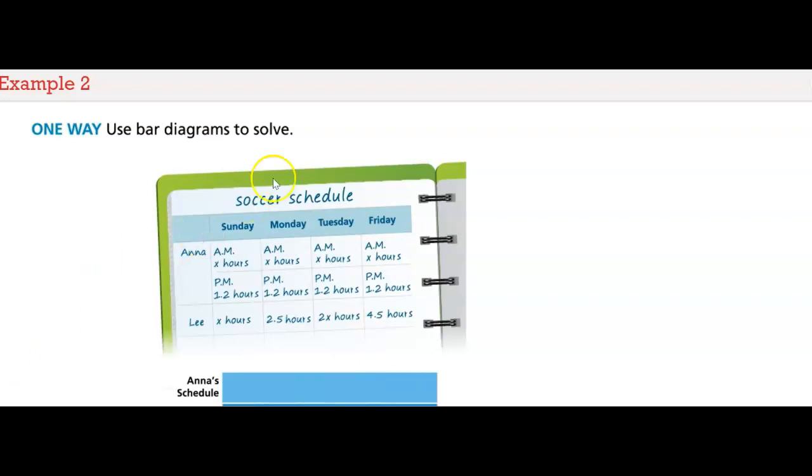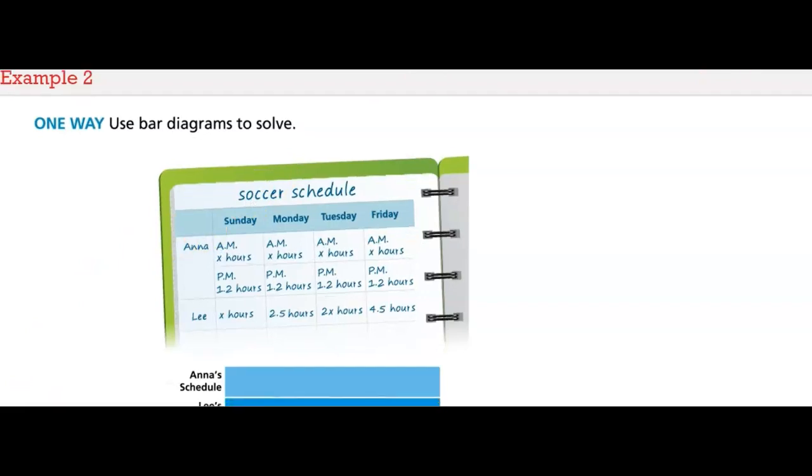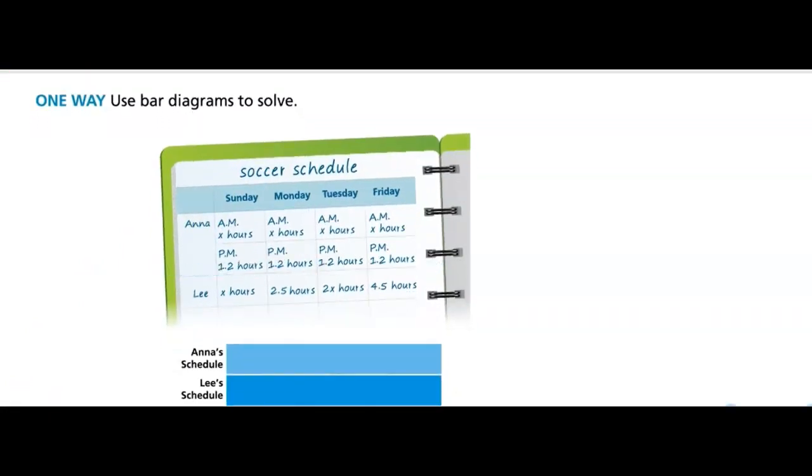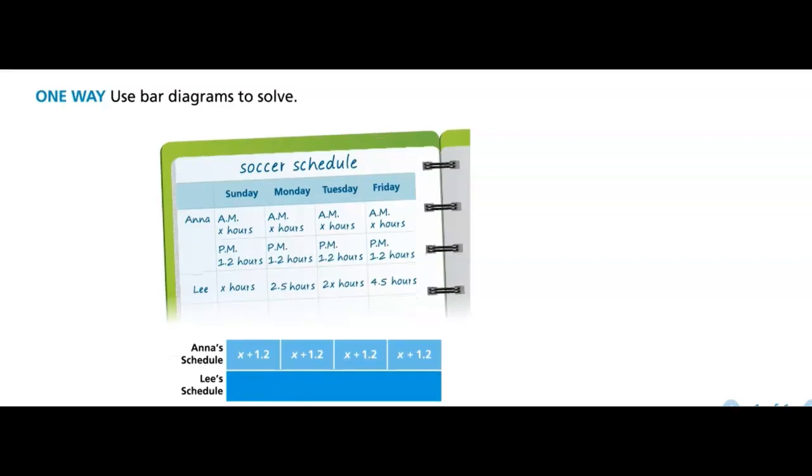Every day, Anna played soccer for x hours in the morning and 1 2/10 hours in the afternoon. Copy each of Anna's soccer times from the chart to the bar diagram. Now transfer Lee's soccer times to the bar diagram. Lee played soccer for x hours, 2 5/10 hours, 2x hours, and 4 5/10 hours.